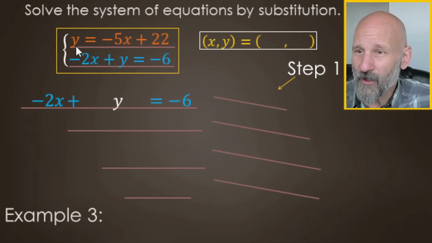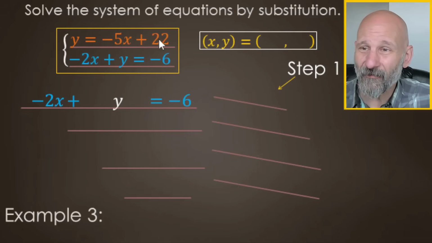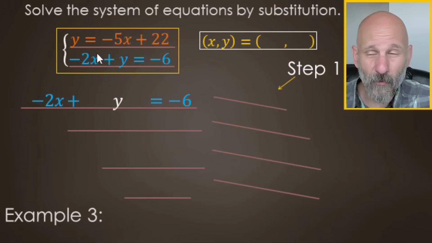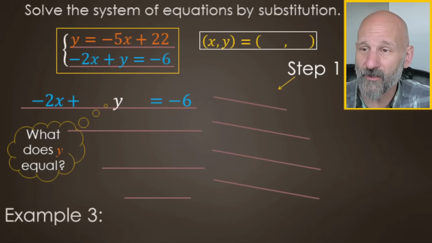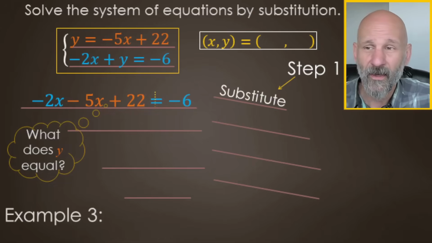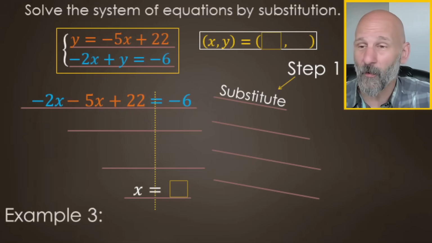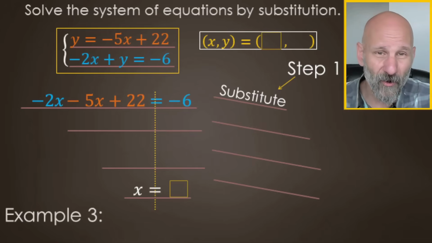So our first step, if we notice, we have y equals negative 5x plus 22. It says y equals, so we're going to replace the other y with what y equals. So we're going to replace y with negative 5x plus 22. There's your substitution step there. Next up, we're going to simplify. We want to figure out what x equals. We're going to solve this equation.